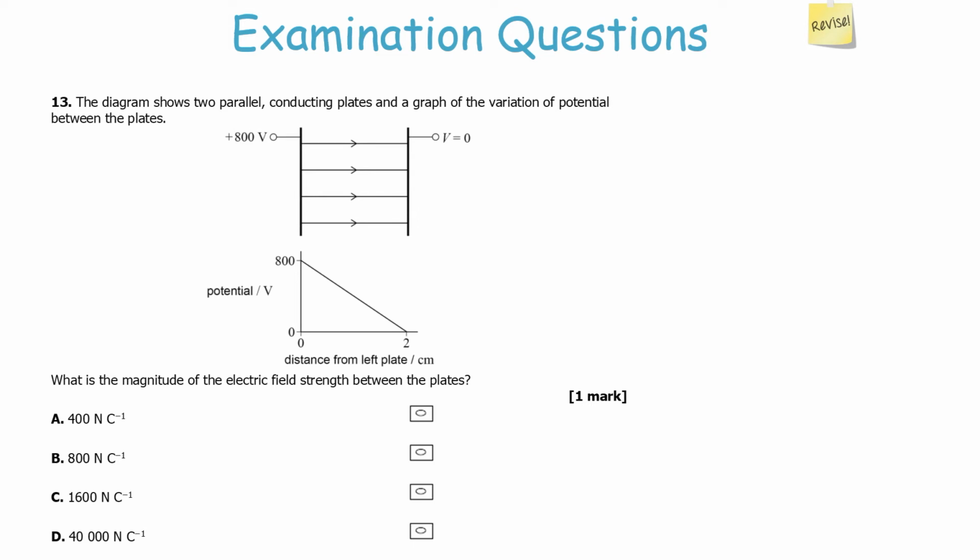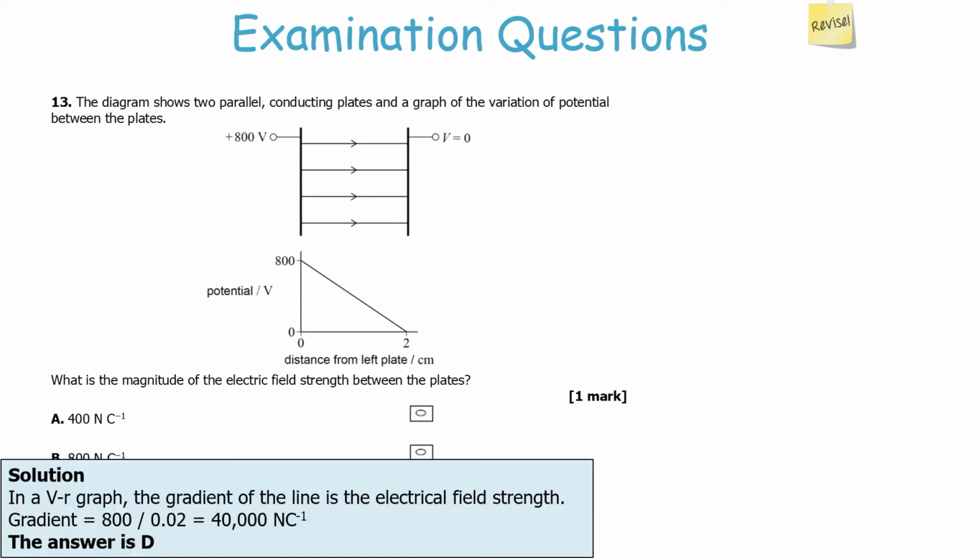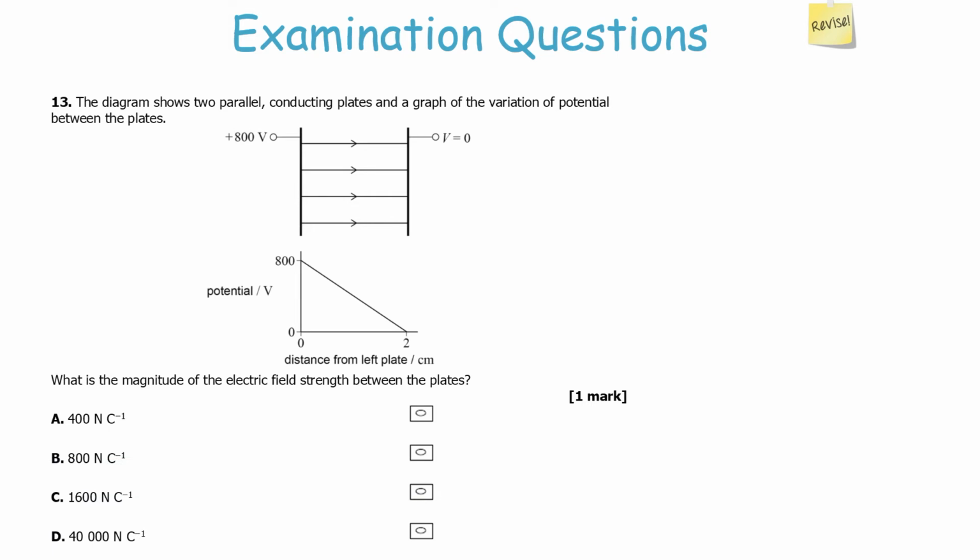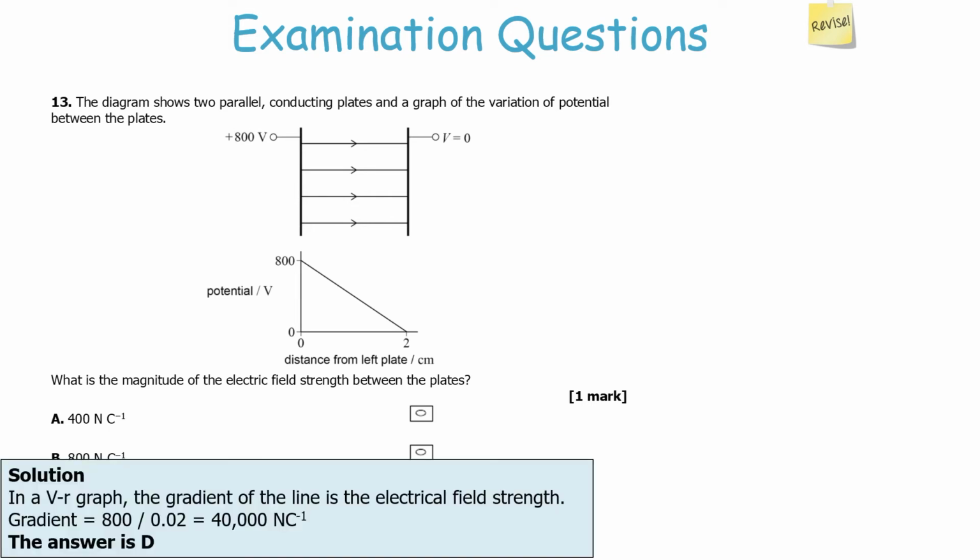Well, it's important that you know what the different graphs in fields show us. Now, the graph of V against R indicates to us the electrical field strength, as the gradient of the line is the electrical field strength. So if we do our gradient, it is 800 divided by 0.02, because we want to work in meters. That gives us an answer of 40,000 newtons per coulomb, which is the answer for D.